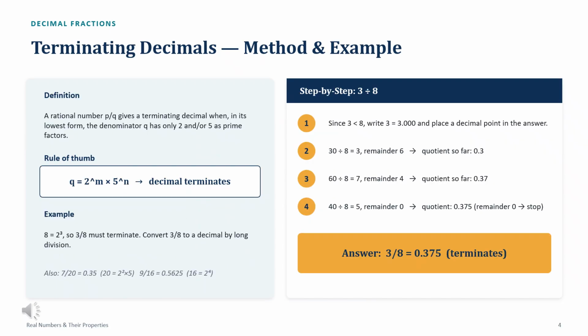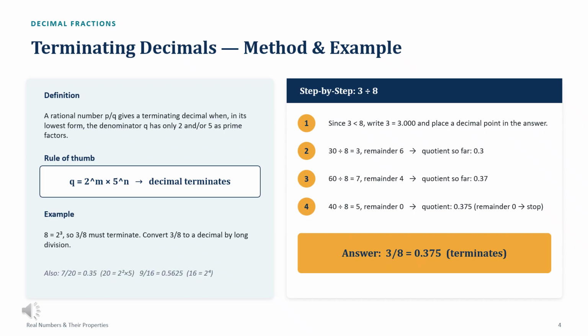A rational number p over q gives a terminating decimal when, in its lowest form, the denominator has only 2's and 5's as its prime factors. Let's apply that rule. 8 equals 2 cubed, so 3 over 8 must terminate.